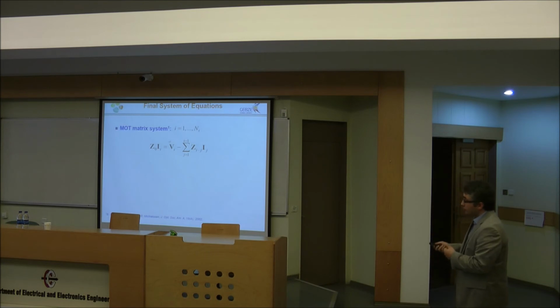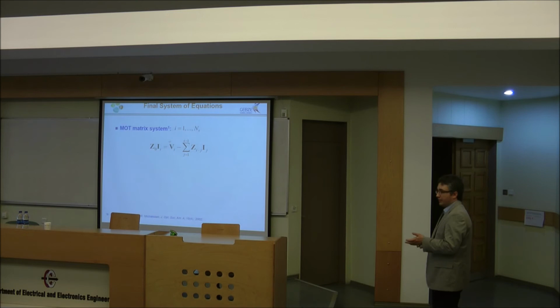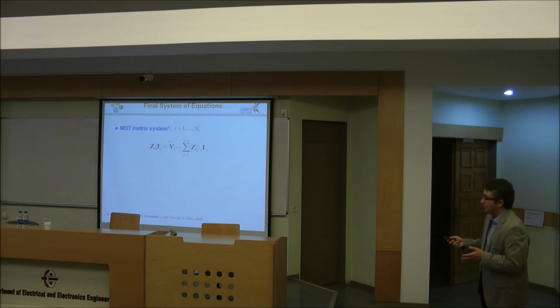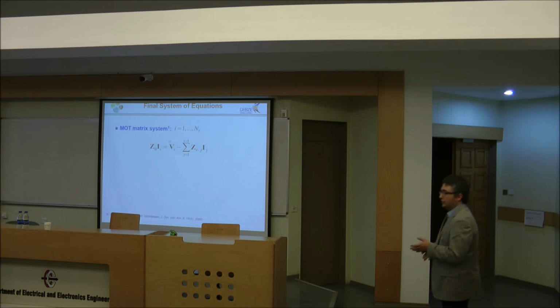Okay? And usually this Z0 matrix is sparse. Since you are not at very low frequency, this Z0 matrix is sparse and it is easy to solve with an iterative solver.